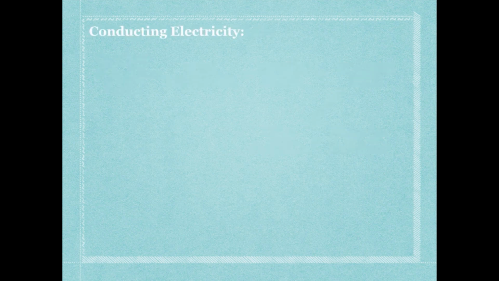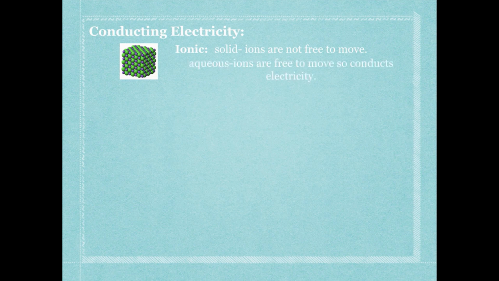Now let's talk about conductivity. So who conducts electricity and why? First, ionic compounds. Compounds that have ionic bonding, when they are solids, their ions are not free to move around, and therefore they do not conduct electricity as solids. However, when they are dissolved in water, or whatever solvent you want to use, their ions are then free to move around, and therefore they're able to conduct electricity.